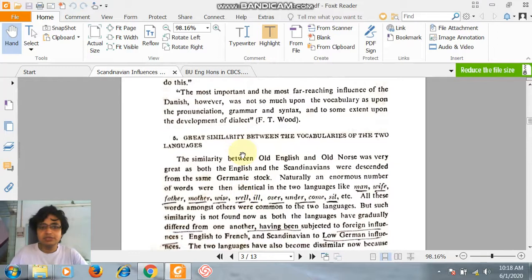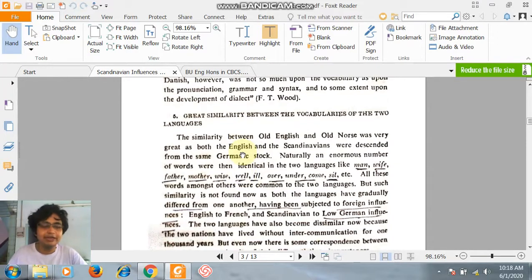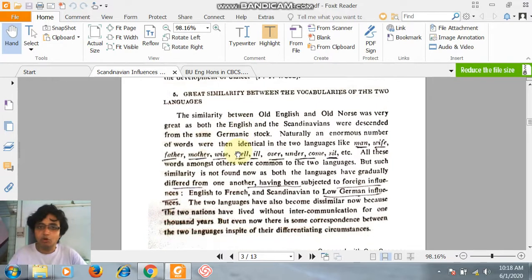Now, let us discuss the great similarity between the vocabularies of the two languages. The similarity between Old English and Old Norse. Norse was the language of the Scandinavians, the Danes particularly. So the similarity between these two languages was very great, as both the English and the Scandinavians were descended from the same Germanic stock. Naturally, an enormous number of words were then identical in the two languages, like man, wife, father, mother, wise, well, ill, over, under, come, sit, etc.